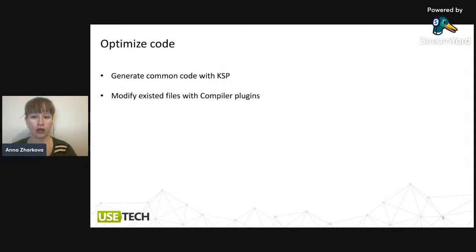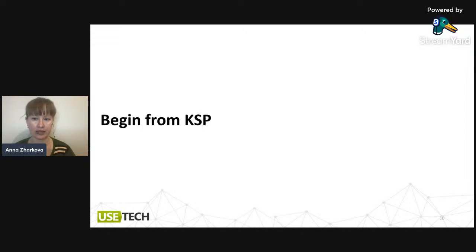So, how could we specify and optimize our code? We could generate common code the same way, but with Kotlin Symbol Processing technology that will process our annotations, or modify existing files with compiler plugins. It is also the same way that will provide some processing of annotations, but these technologies will process your sources differently. So let's begin from Kotlin Symbol Processing.